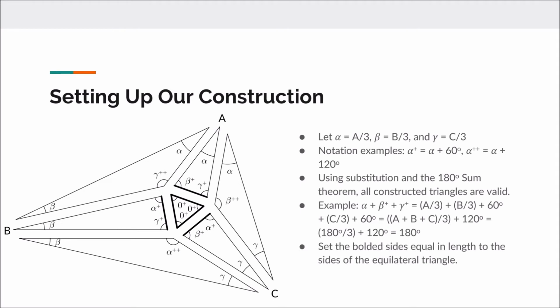Now also in this construction, we need to set the bold lines to be equal in length to the sides of the equilateral triangle. If you want to be sure that our construction is valid, go ahead and pause the video, pick a triangle, and try to prove that its angles add up to 180 degrees.